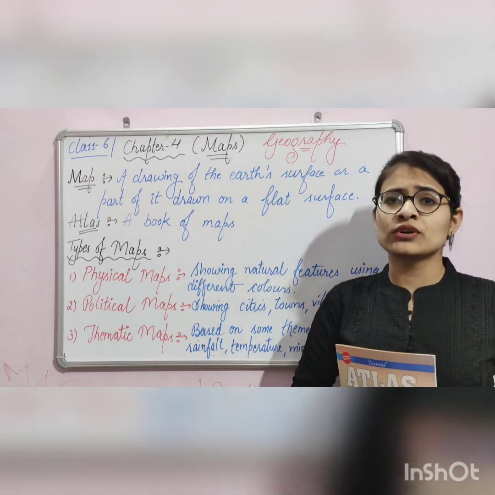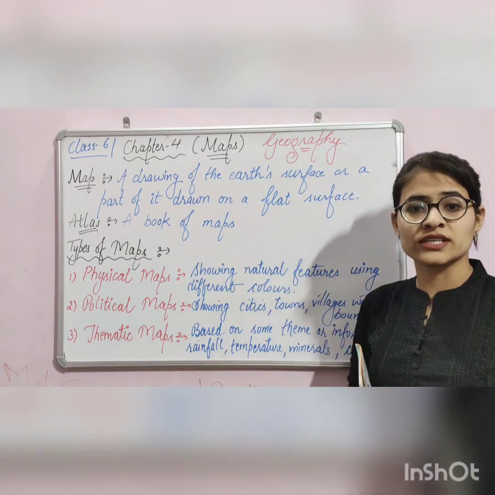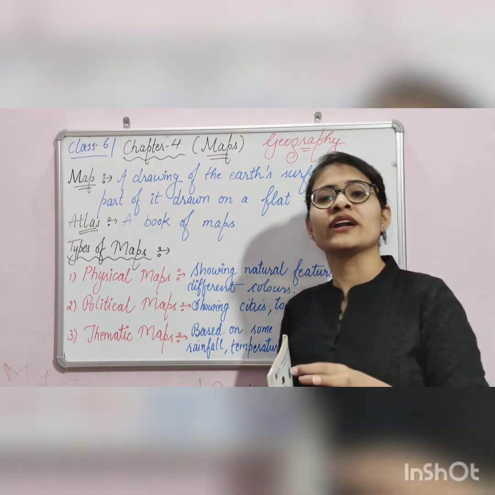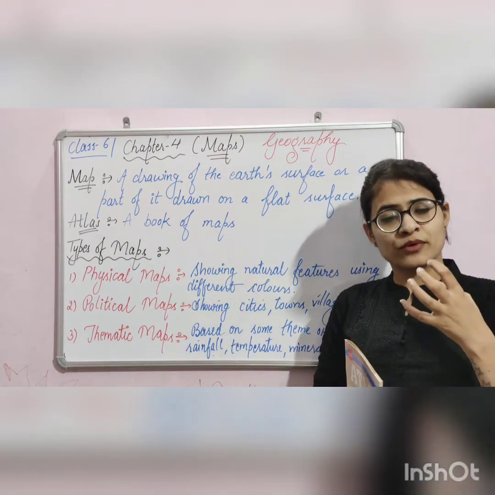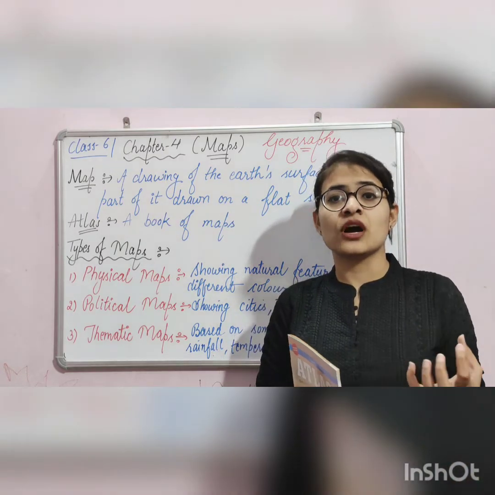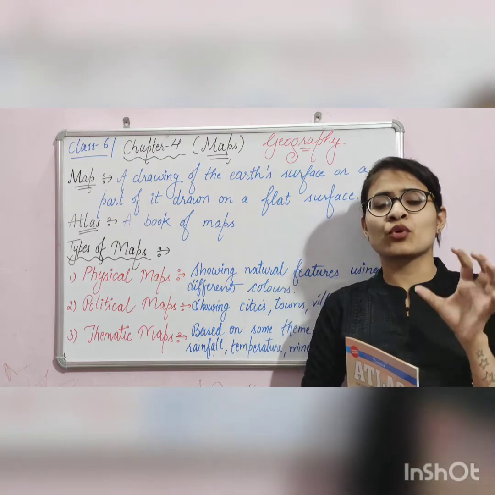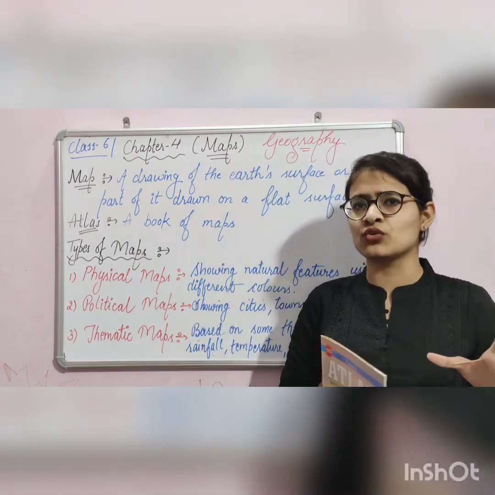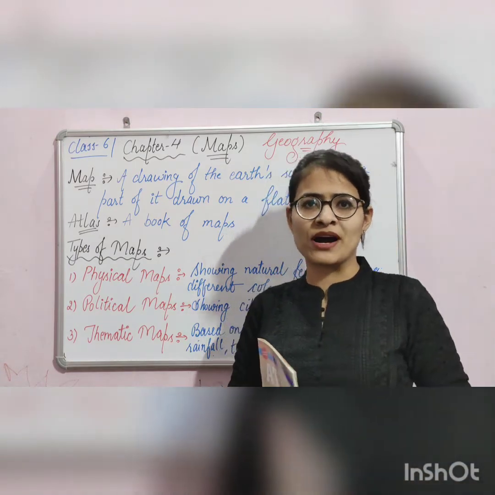Now we know that globes provide us information about the earth. But maps provide us more information than a globe. Why? Because a globe gives us information about the whole earth at a time, but maps provide information even about a small part of the earth. It gives us specific information about a part as well.